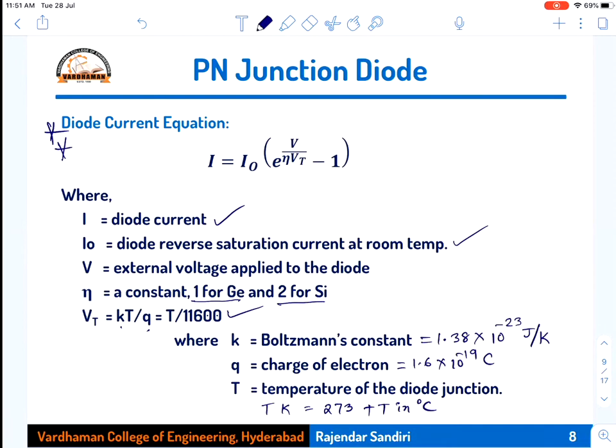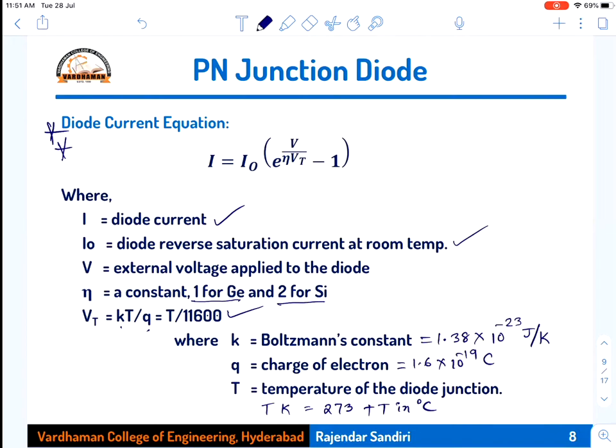Now onwards, when you want to calculate Vt, directly use T by 11,600, because already K and Q are substituted and converted to get the formula T by 11,600. Now temperature keeps changing. Temperature at room temperature, at 35 degrees, 45 degrees, whatever it may be, you can calculate what is Vt. And you can use this for a germanium diode or silicon diode. Germanium means eta is 1, silicon is 2, and use all those things in this formula.